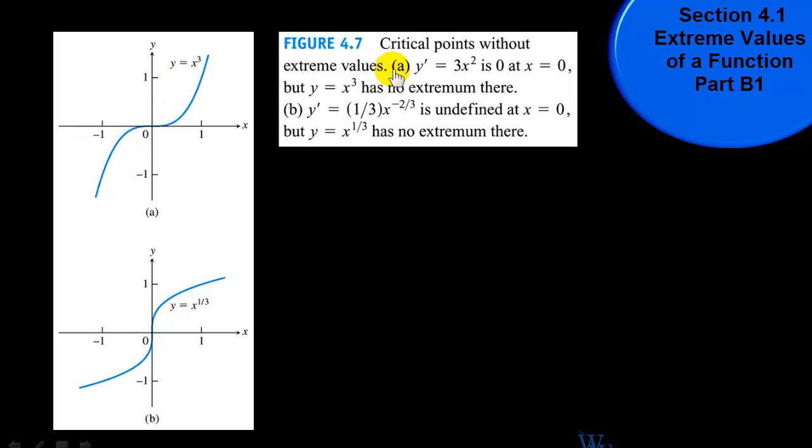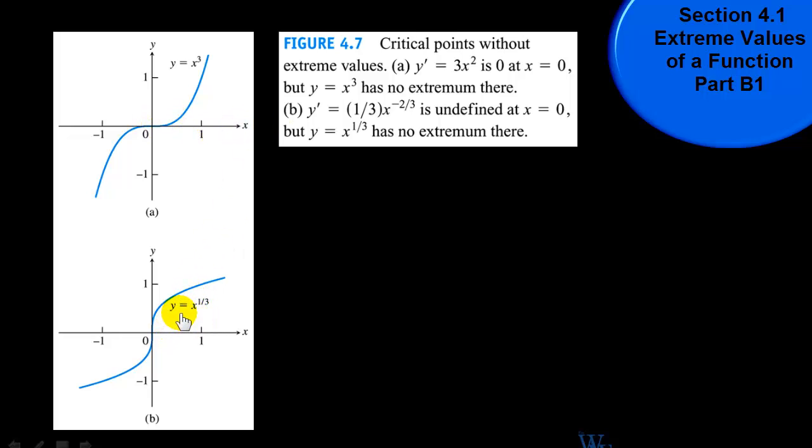Critical points without extreme values. Letter A is a cubic function, y is equal to x cubed. And if you look at this, y prime would be, of course, 3x squared. Set it equal to 0. That'll just give us x equal to 0, which tells us that the slope of the line tangent to the curve at 0, which is running through the origin, is 0. So you've got a horizontal line tangent to the curve. However, that's not an extreme value right there. We don't see any valley or hilltop.